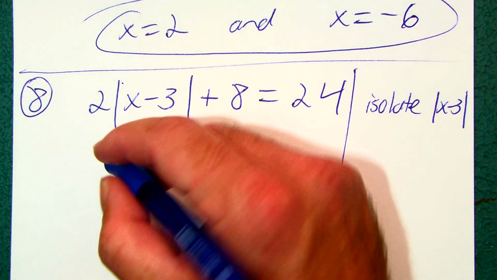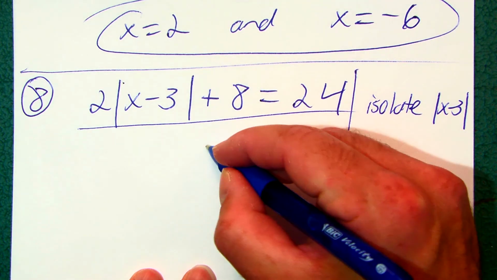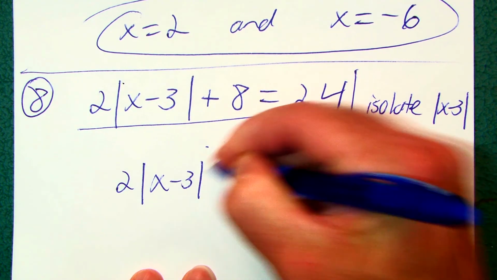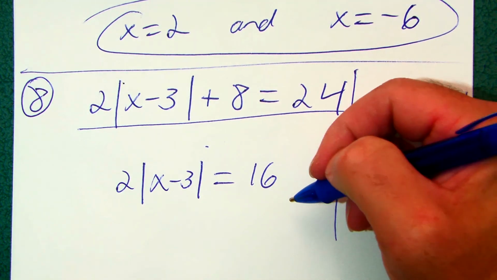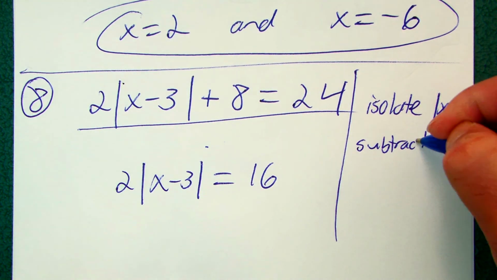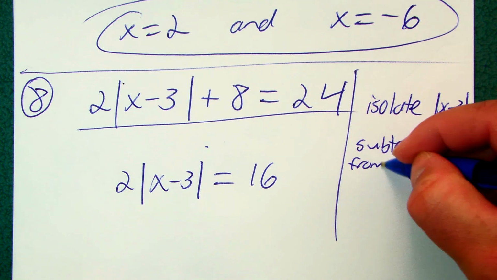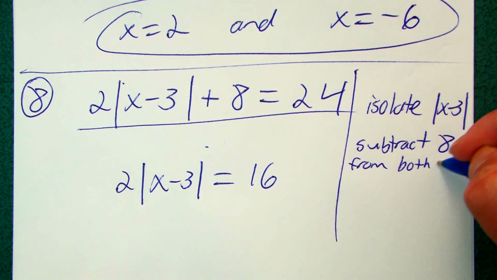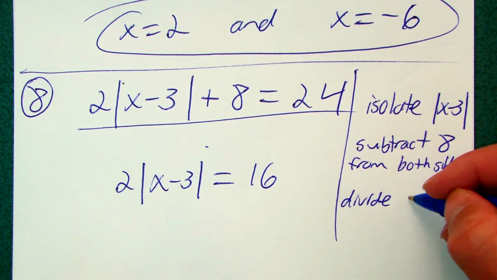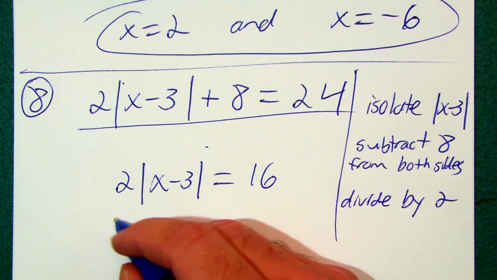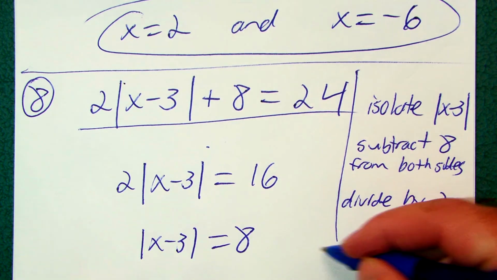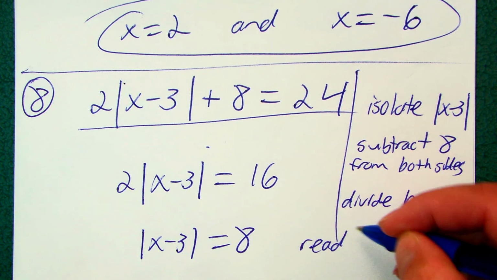So first up, we're going to subtract 8 from both sides. So 2 times the absolute value of x minus 3 equals 16. So subtract 8 from both sides. Divide both sides by 2 now. So it means absolute value of x minus 3 is going to equal 8. Now we're ready to put it into your two scenarios here.